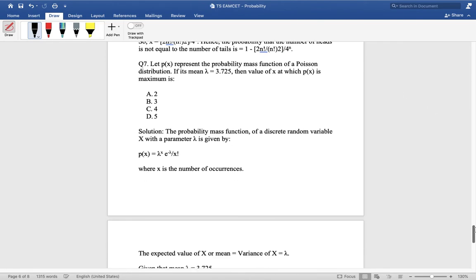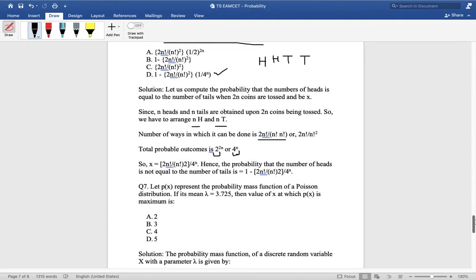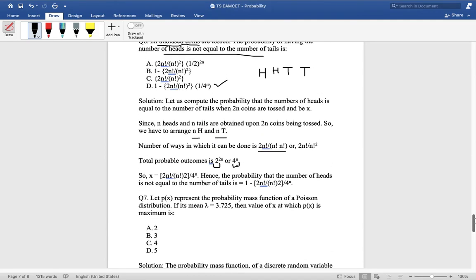Now let us come to problem number 7. Let Px represent the probability mass function of a Poisson distribution.